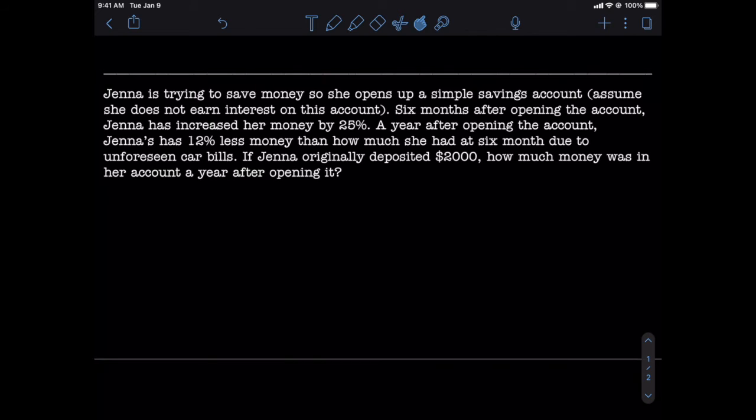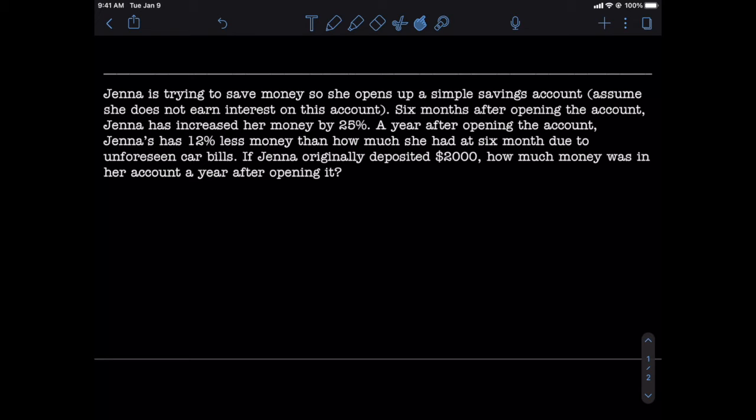Jenna is trying to save money, so she opens up a simple savings account. We'll assume for now that she doesn't earn any interest on this account. 6 months after opening the account, Jenna has increased her money by 25%. A year after opening the account, Jenna has 12% less money than how much she had at 6 months due to unforeseen car bills. Well, that's kind of sad for Jenna. If Jenna had originally deposited $2,000, how much money was in her account a year after opening it?